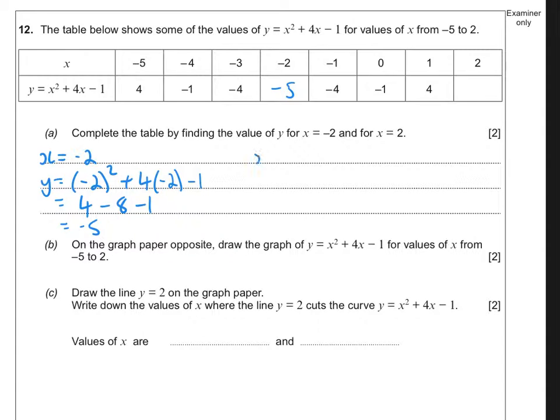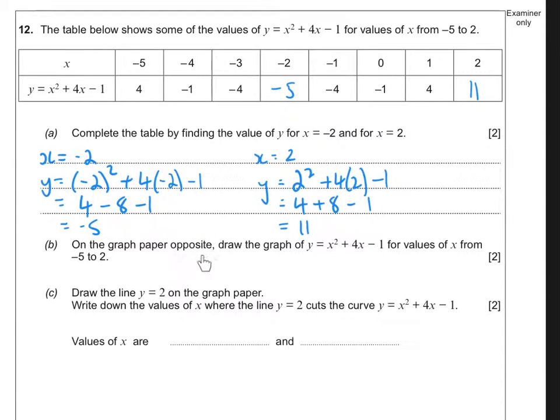When x is positive 2, I do the same. So y would be equal to 2 squared plus 4 lots of 2, take away 1. So I have 2 squared is 4, 4 times 2 is 8, take away 1. So that gives me an answer of 11. So that's part A done.